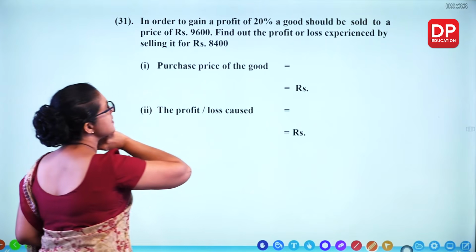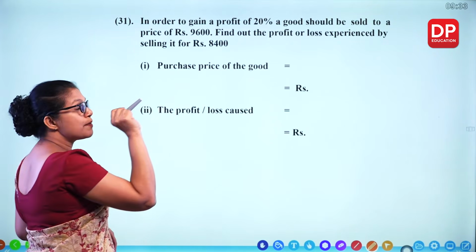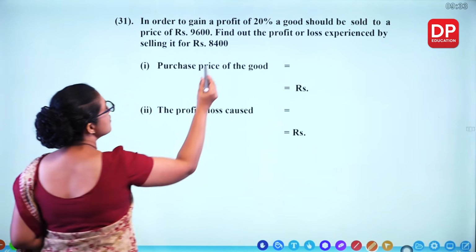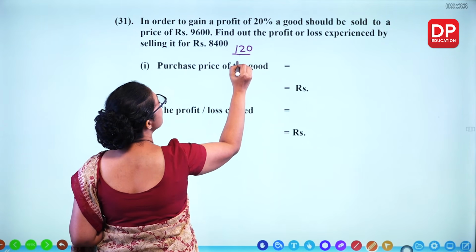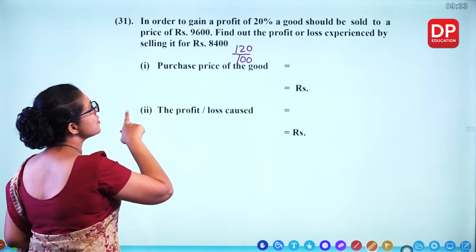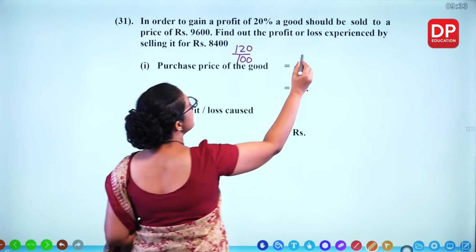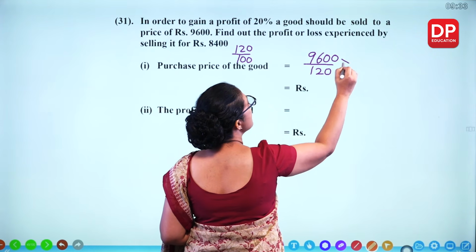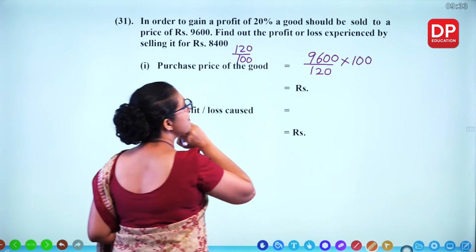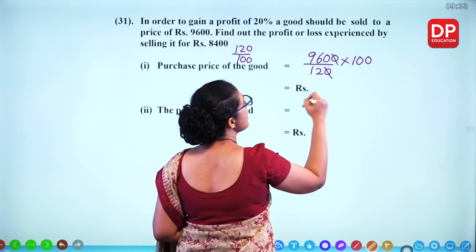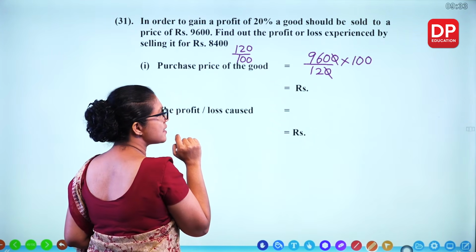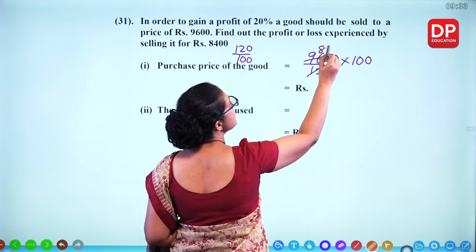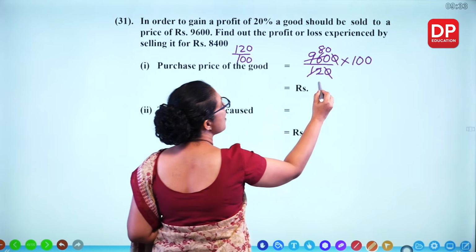This is a profit of 20%. So profit means if you buy for 100, you have to sell it for 120. So 120 over 100. So how do you get the purchase price? 9,600 for 120 parts and then multiply by 100. The 0s get cancelled out. 12 times 8 is 96. So this is 80. So 8,000 rupees.